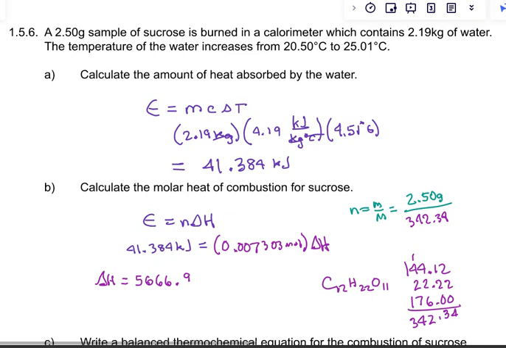You know what? On the calculator, I used the unrounded version of this, and that's going to give weird results. So let me run this one more time. 41.384 divided by 0.007303. Not all that different. I'm a bit paranoid, it seems. 5,666.7 kilojoules per mole of sucrose.